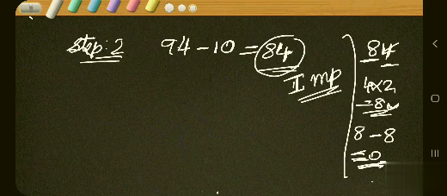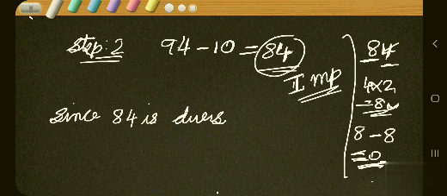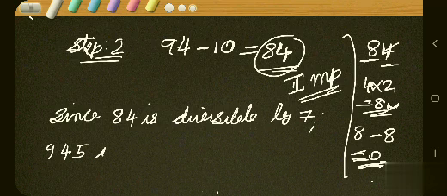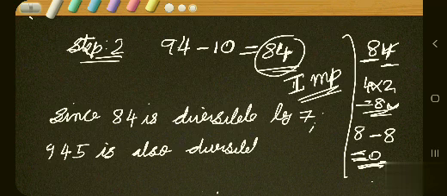Have you understood? Okay, write down. Since 84 is divisible by 7, we can say that 945 is also divisible by 7. Okay, isn't it?